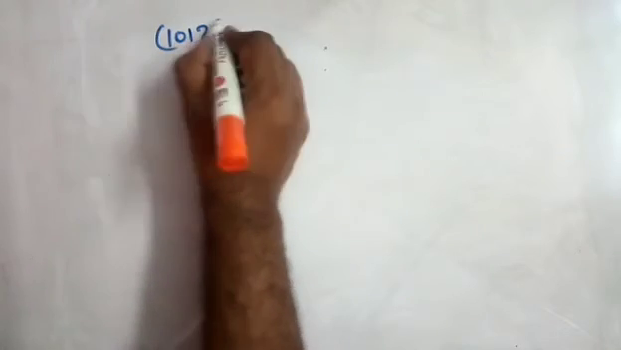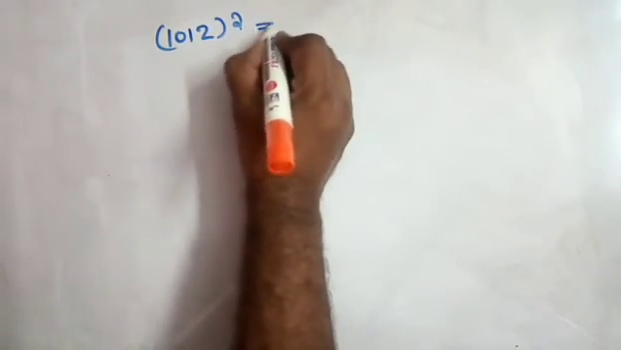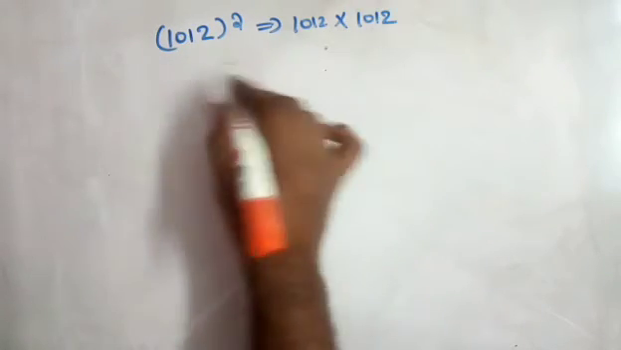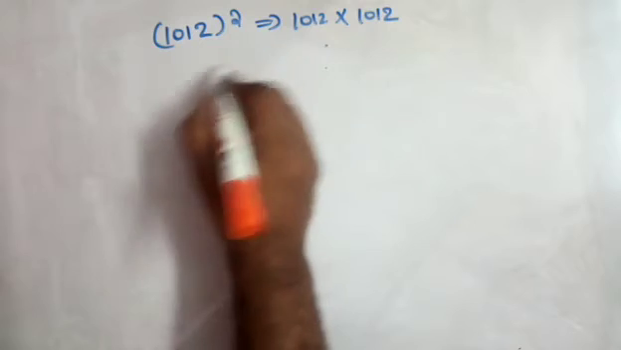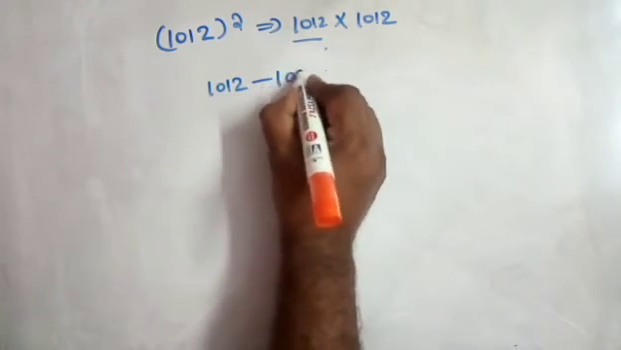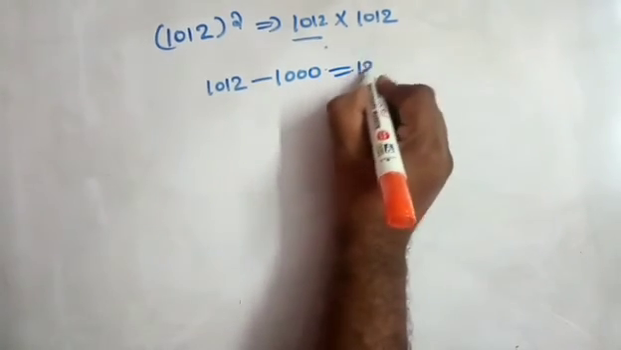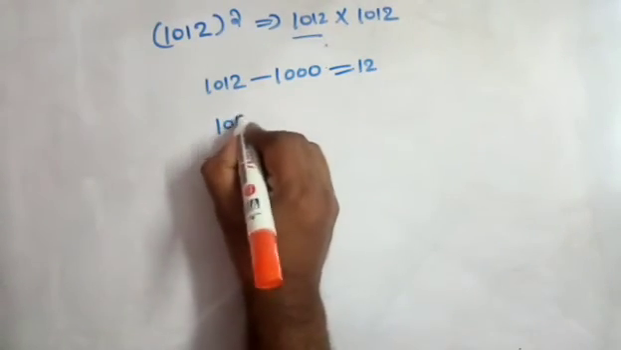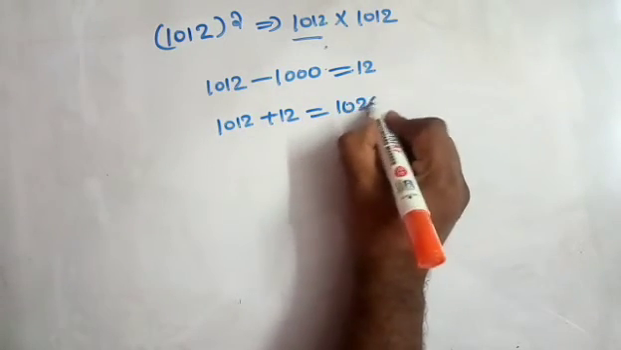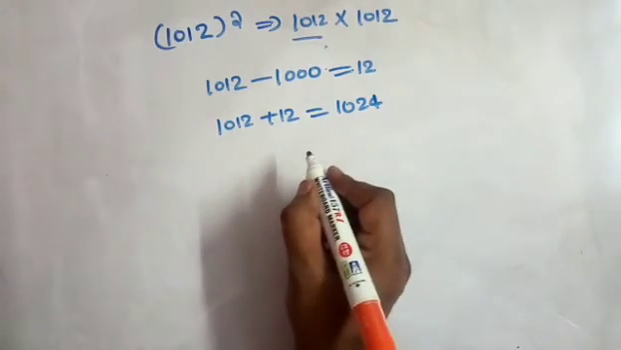Hi friends, here we are going to find out the easiest method to make a square of 1012. How are we going to find it? It means 1012 times 1012. So what we are going to do is subtract 1012 from 1000. How much will you get? 12. Then add that 12 to 1012. So you are going to get 1024.